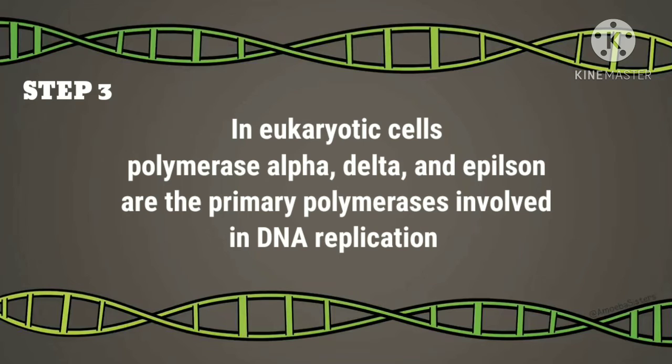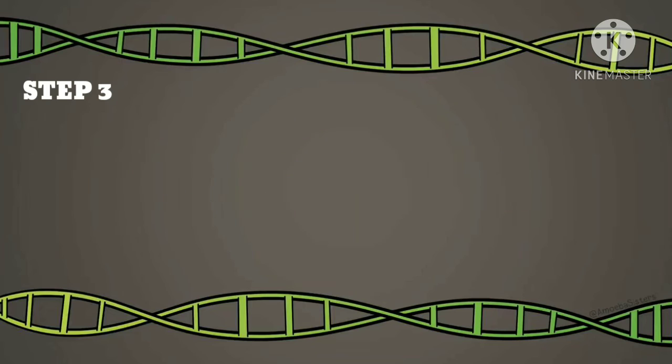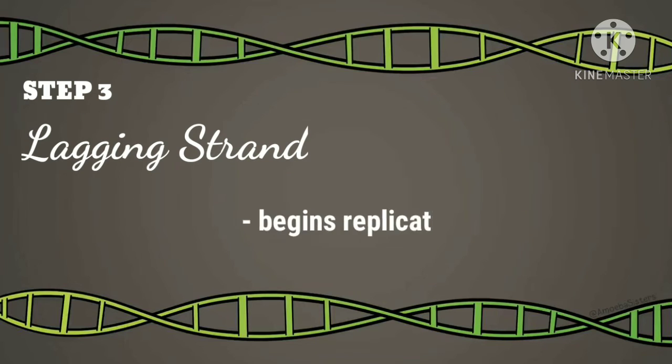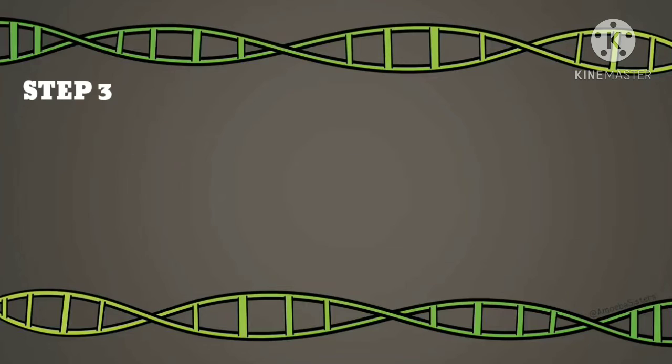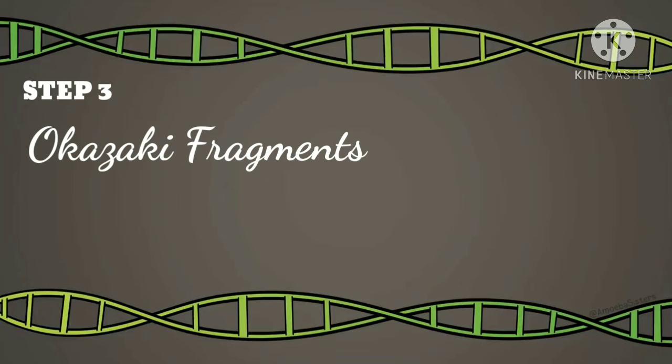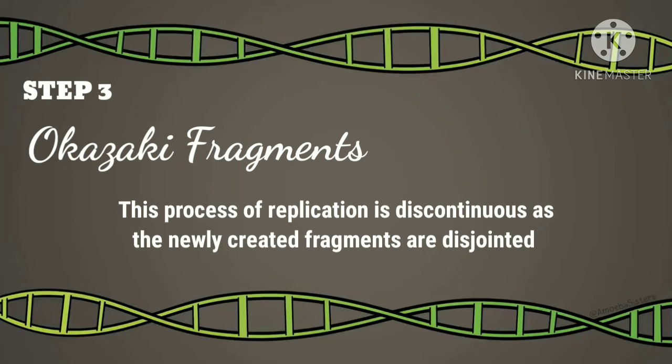Because replication proceeds in the 5' to 3' direction on the leading strand, the newly formed strand is continuous. The lagging strand begins replication by binding with multiple primers. Each primer is only several bases apart. DNA polymerase then adds pieces of DNA, called Okazaki fragments, to the strand between primers. This process of replication is discontinuous as the newly created fragments are disjointed.